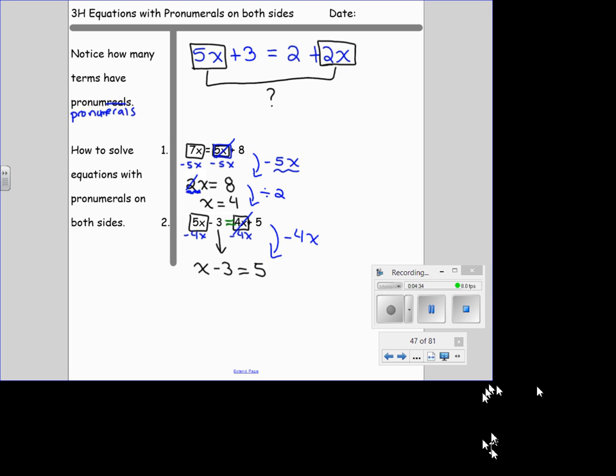Now again, this feels really familiar to me, because I know how to solve it now once the x's are together. So if I have a minus 3, I'm going to add 3 to both sides in order for me to get rid of my minus 3. Because minus 3 plus 3 makes 0. So now I only have x left. And then 5 plus 3 gives me 8. So my final answer would wind up being 8 for that example.